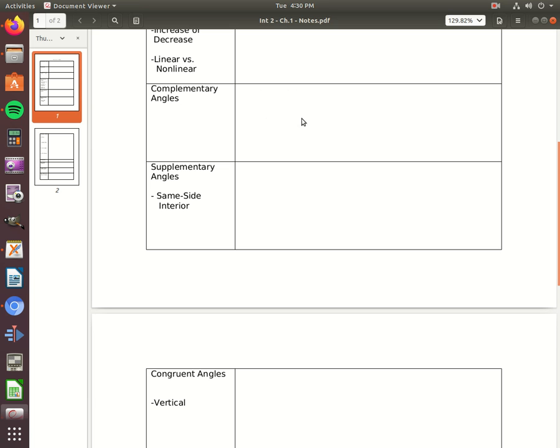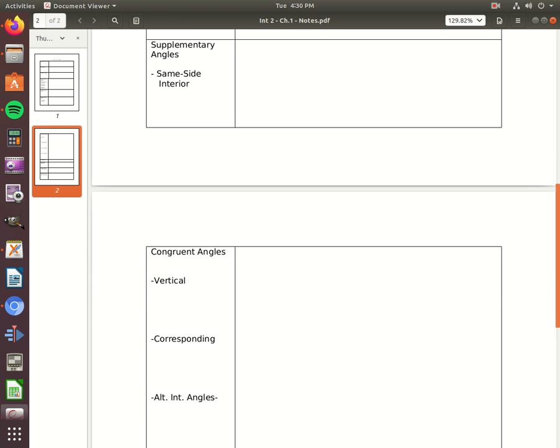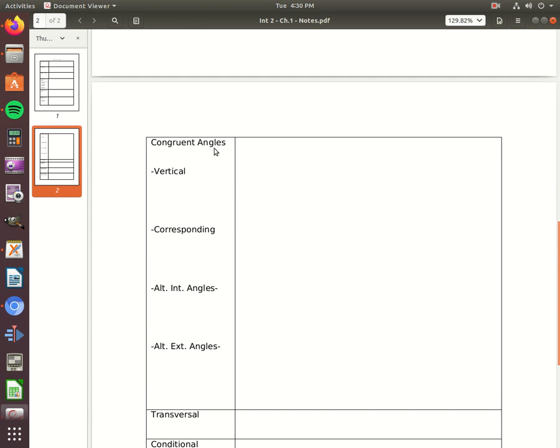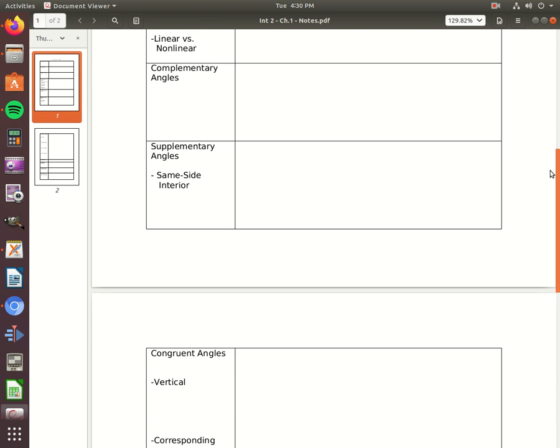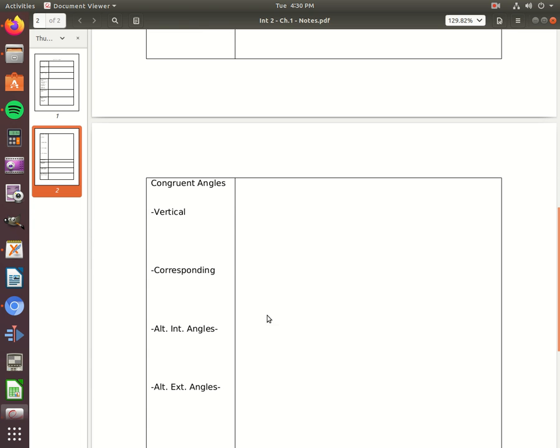So complementary angles, there's not a lot to them. Supplementary angles, we have same side interior, which is worth noting. And then congruent relationships, there's a lot of different ones. So I'll keep referring back and forth to this, but this is what I'm talking about. Make sure you have this handy and filled in. Draw pictures of these relationships so you feel comfortable with them. I think that's going to make this chapter a lot easier for you.